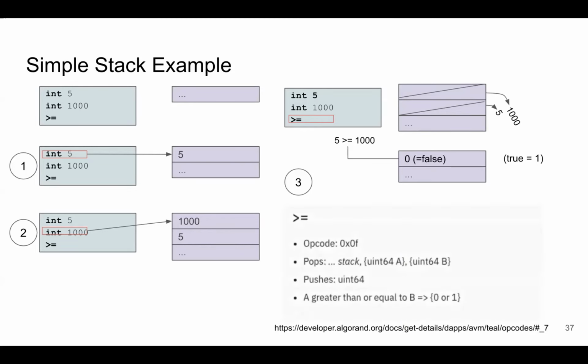If you look at the documentation, it says this is an opcode. It pops A and B, and it pushes a uint64 value such that if A is greater than or equal to B, then it's 1 for true and 0 for false. So that's how the language works at its core. You have the code and the stack, the code is executed naively like this, and it manipulates the stack. It's a bit like a stack automaton, if you have seen this kind of thing.